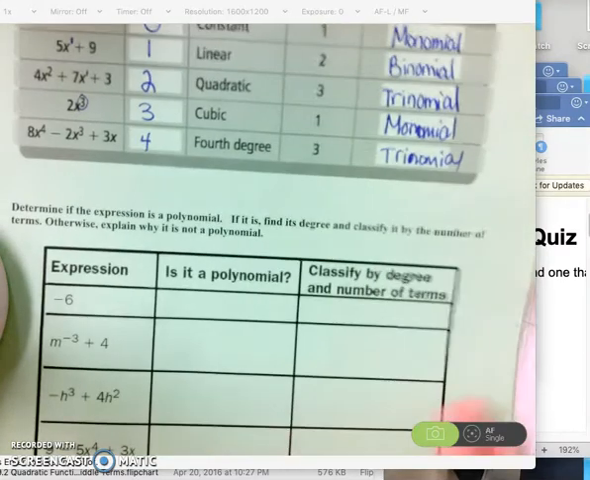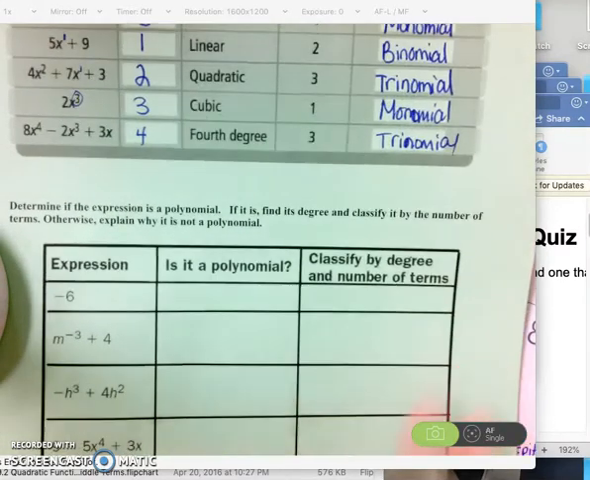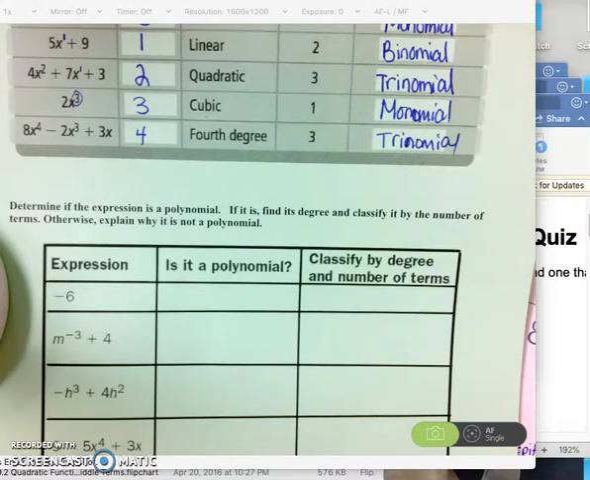Okay, so determine if the expression is a polynomial. If it is, find its degree and classify it by the number of terms. Otherwise explain why it is not a polynomial. So why is it not a polynomial? Poly means many. A polynomial is a monomial or a sum of monomials. So it's -6. Is it a polynomial? Yes.